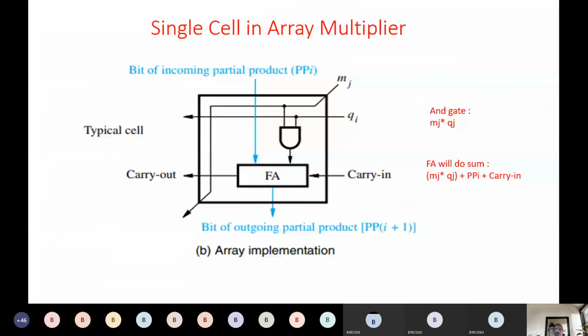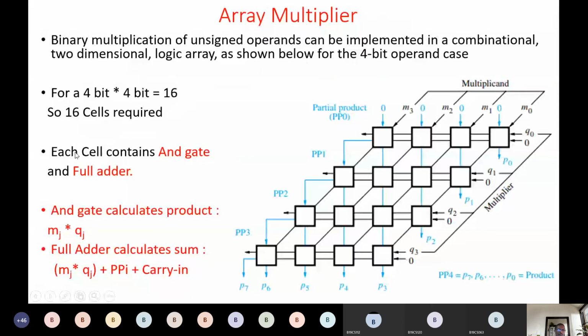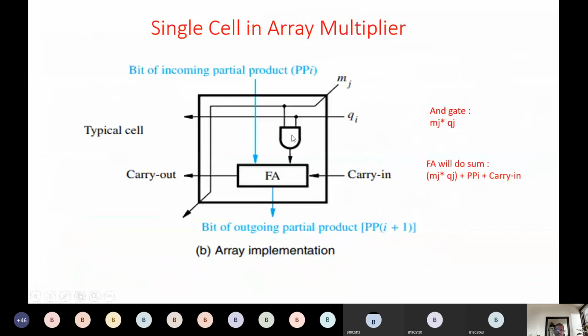If you want to look at it once more, you can see the single cell in the array multiplier. Remember, as I said in the previous slide, each cell consists of an AND gate and a full adder. This is the AND gate, this is the full adder. Each cell takes a partial product as input and gives an outgoing partial product as output. This partial product becomes input for another cell.